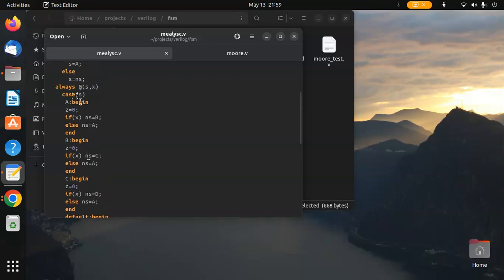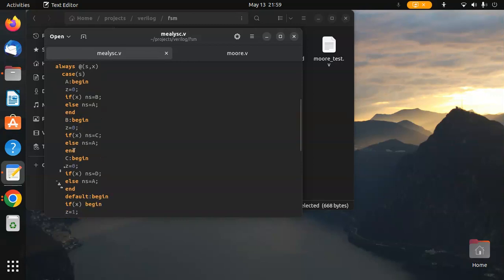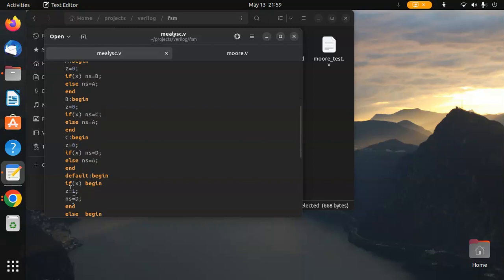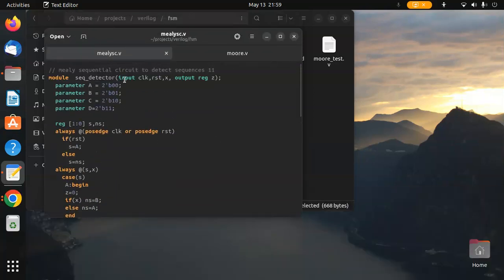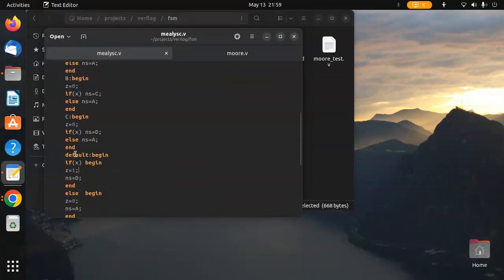As you know, in this case statement you can declare 0 0, 0 1, 1 0, and 1 1 is declared as the default condition. In the default condition, if the present input X is 1, then you make Z 1. That is the desired condition we want, and this is the condition we need to check in the Mealy circuit. If the present state is D and the input is 1, we make the output 1.